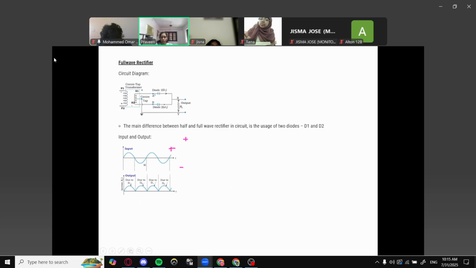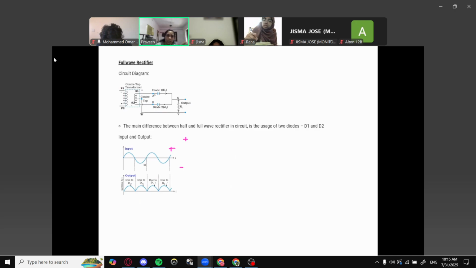Now the explanation for the full wave rectifier. Again, here also you just mark your full wave rectifier diagram. It is the same diagram with center tapping, but represented in a different way. You need not worry why this diagram is like this. This is also one way of drawing the same diagram. Both ways you can draw.